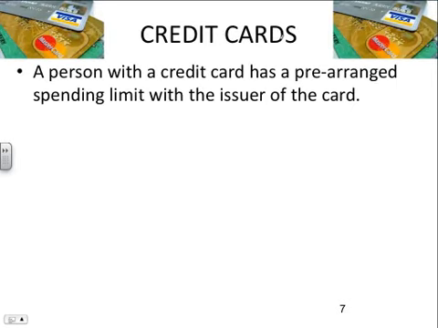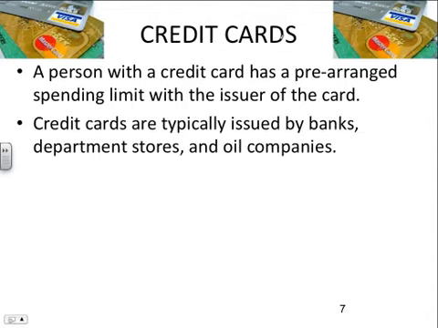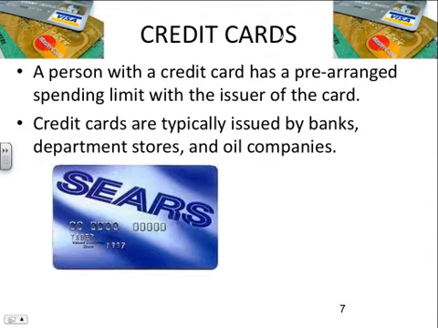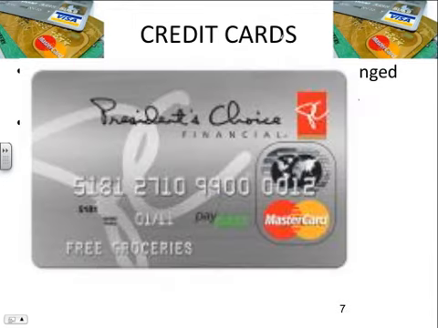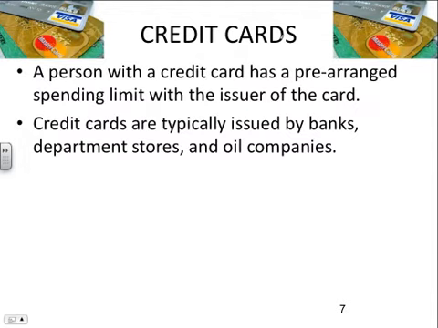Credit cards. A person with a credit card has a pre-arranged spending limit with the issuer of the card. So if you have a credit card with Bank of Montreal, they will give you a limit. For example, let's say you have a $5,000 limit. Once you spend that $5,000, you cannot spend any more. The credit card won't let you. Credit cards are typically issued by banks, department stores, and oil companies. So you've heard of Sears credit cards and Canadian Tire. Even Loblaws these days has President's Choice cards. All sorts of these companies want to get in the business of credit cards because they can make lots of money.